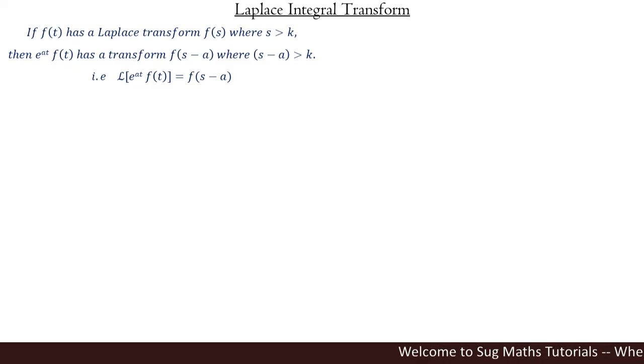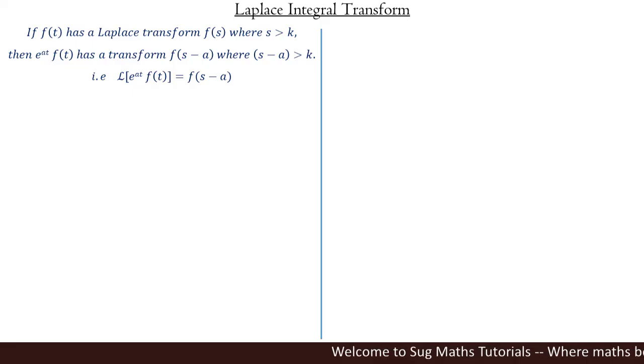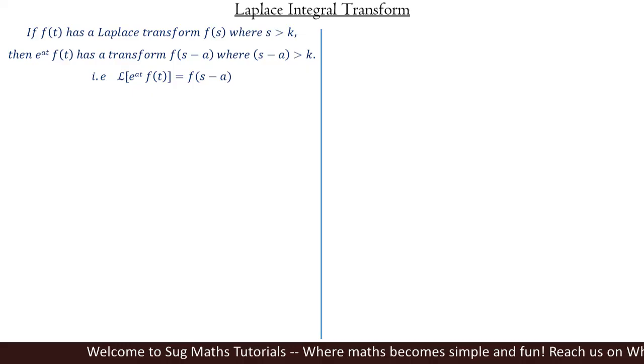Okay, now the theorem says if f of t has a Laplace transform F of s, where s is greater than k, then e raised to the power of at f of t has a transform F of s minus a, where s minus a in bracket is greater than k. Okay, now in a short form, this is what this theorem is talking about. It says that the Laplace transform of e raised to the power of at multiplied by f of t is going to give you F of s minus a.